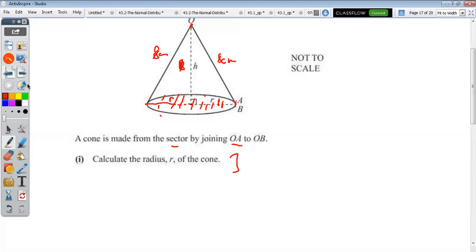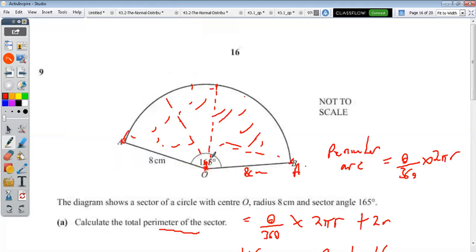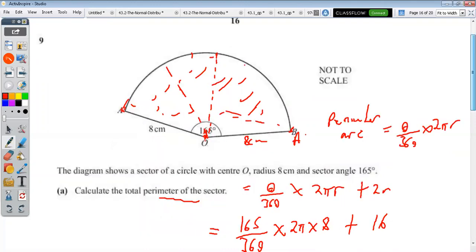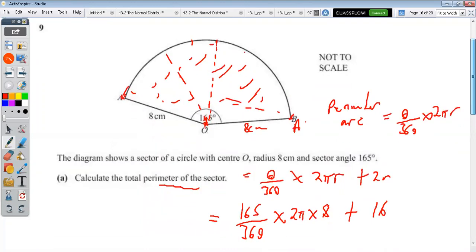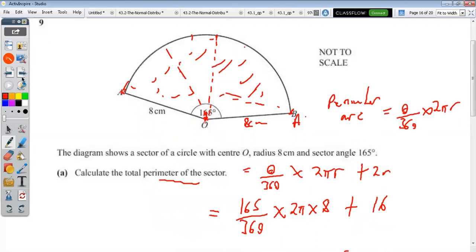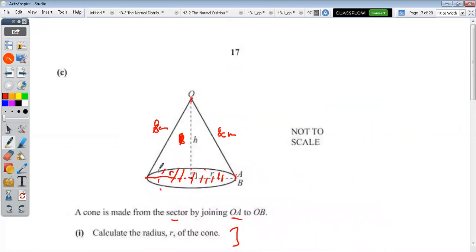I thought someone was going to quickly think, because this is just a section of the circle. That's what you're saying, which is theta over whatever times pi r squared. That's the area of the sector. Yes, but when you join AB, that makes the base of the cone, and the circumference of that base circle is the length of AB. So we need to find the length of AB to find the circumference. What are you saying, length of AB? You are confusing yourself. You have an idea, but you're almost there.